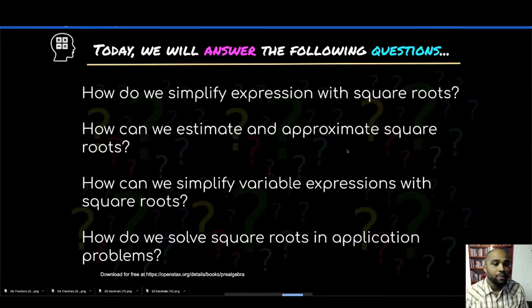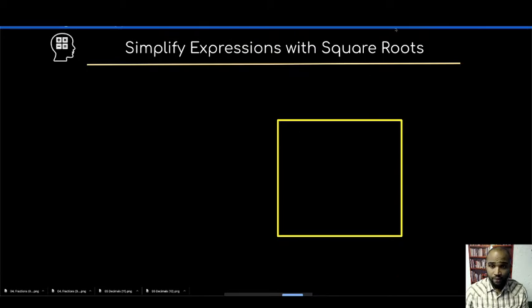The questions we want to answer today are: how do we simplify expressions with square roots? How can we estimate and approximate a square root? How can we simplify variables with expressions in the square roots? And how do we solve square roots in actual application or word problems? So without further ado, let's get to it.